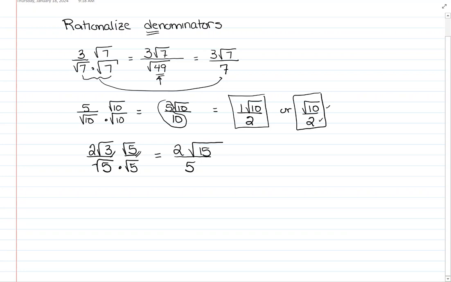At this point, there's no further canceling because, again, the square root of 15 and the number 5 aren't alike. They're not both under radical symbols. So this would be your final.